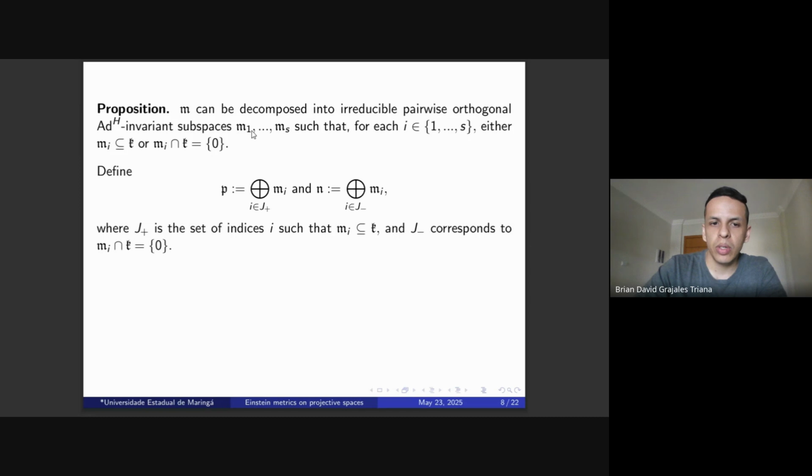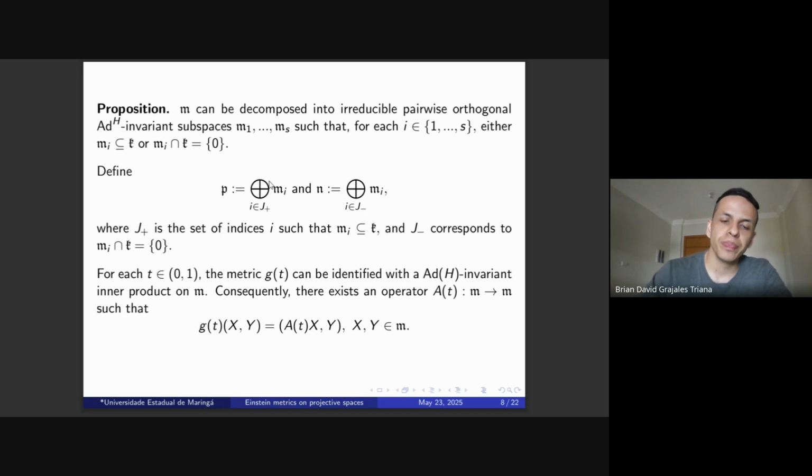So, for example, you can define two subspaces, P and N, and here you are going to associate to P all the subspaces that are contained in the Lie algebra of K, and N would be the invariant subspaces that intersect K trivially. Okay? And these two spaces are important for describing the metric.